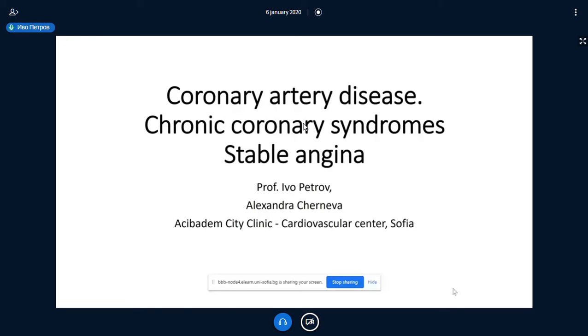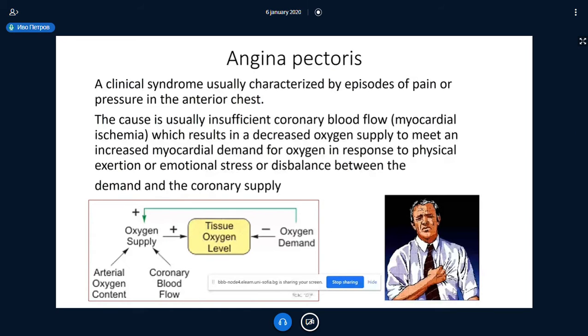Quite fast because there is a lot of information. And okay, we are starting with angina pectoris. This is, in fact, the first symptom of the chronic coronary syndrome. In fact, angina or chest pain is a clinical syndrome usually characterized by episodes of pain or pressure in the anterior chest, but not only in the anterior chest. We are going to see during the presentation.